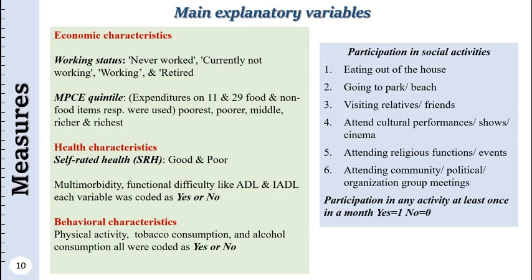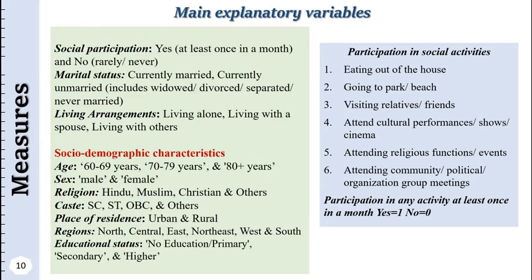To create the social participation variable, we have taken into account these 6 components. Using these 6 components, we checked whether the older adult has participated in any of these activities at least once in a month or not. If he or she has participated in an activity at least once in a month, we coded it as social participation, and otherwise, no.